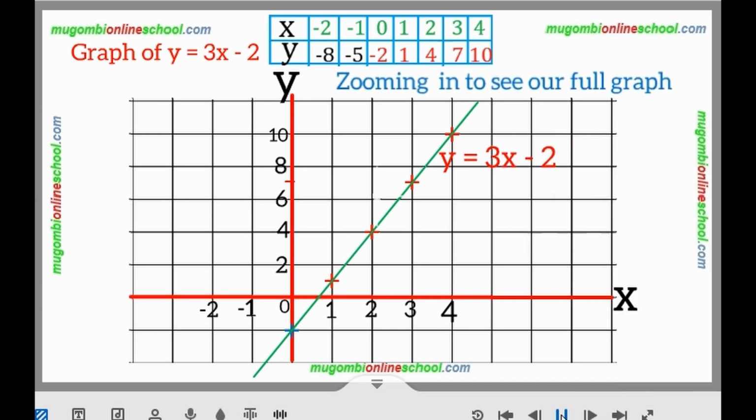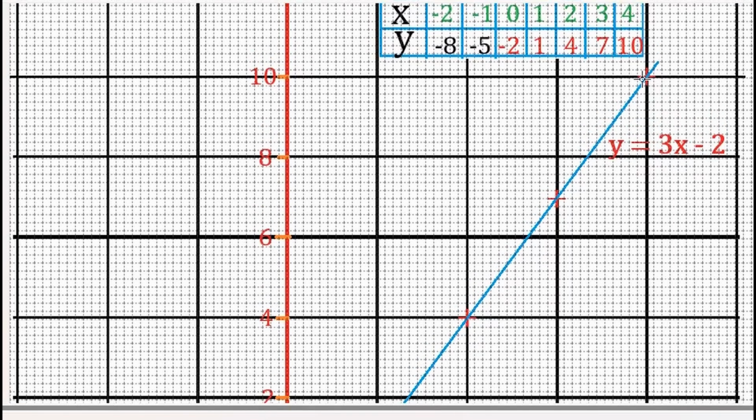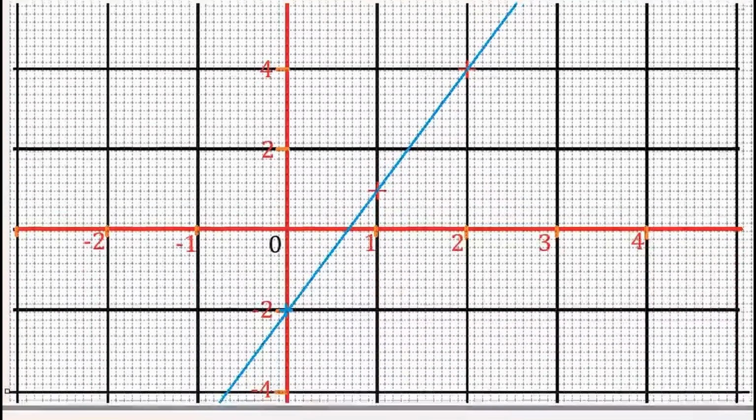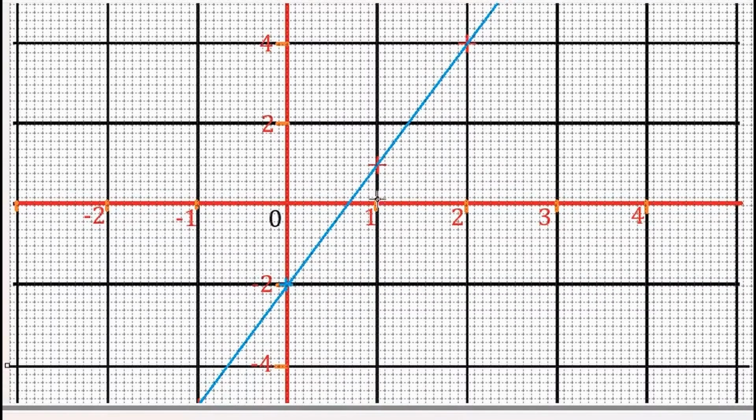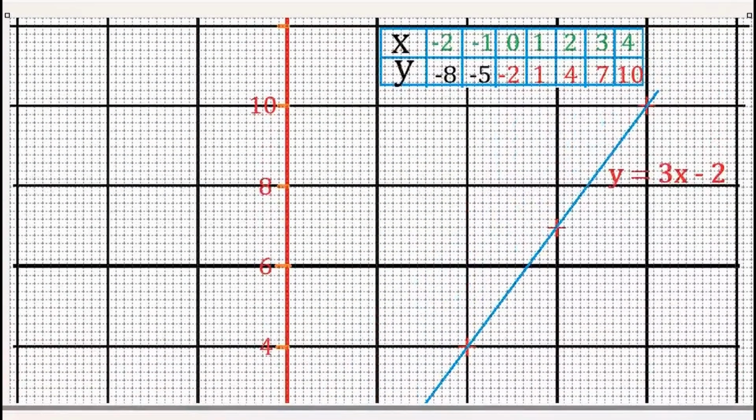So let us zoom out to see the graph paper in full. All right. So this is the graph. As you can see, this point is plotted 10 for y and 4 for x. Let me scroll down for you to see all these are the points: 1 for x, 1 for y, and 0 for x, minus 2 for y. And this is the point minus 1, minus 5, and lastly this is point minus 2, minus 8. So this is our graph.